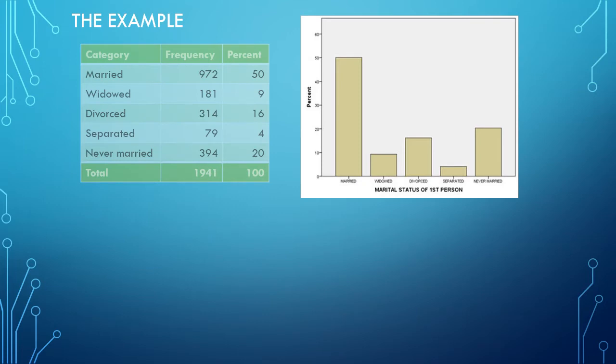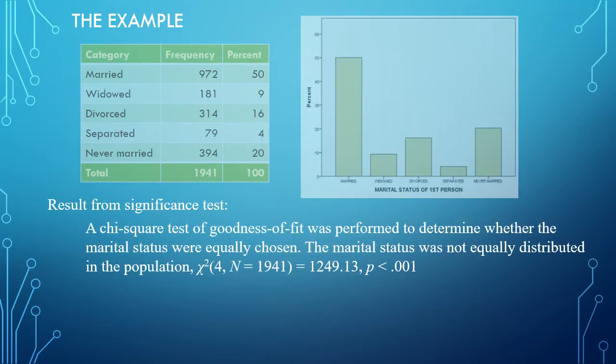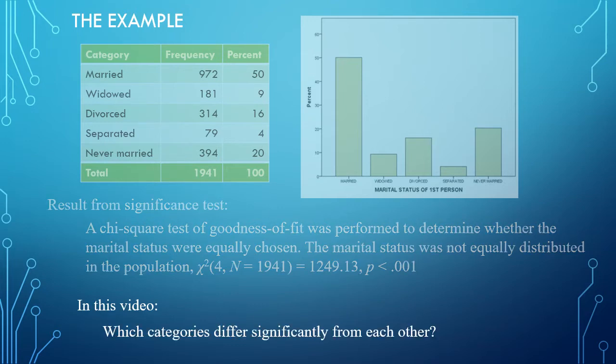And we also already did a test, the Pearson chi-square test of goodness of fit, that showed that there are some differences between the categories, or actually that not every category was chosen equally often. In this video, I'm then going to talk about how you can determine which categories will be significantly different from each other.